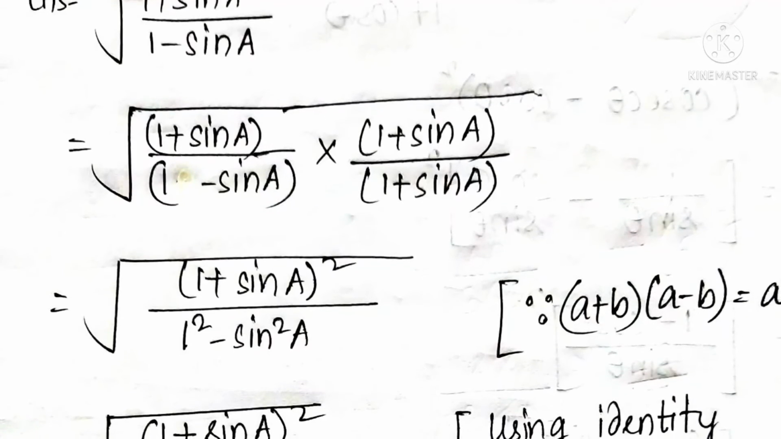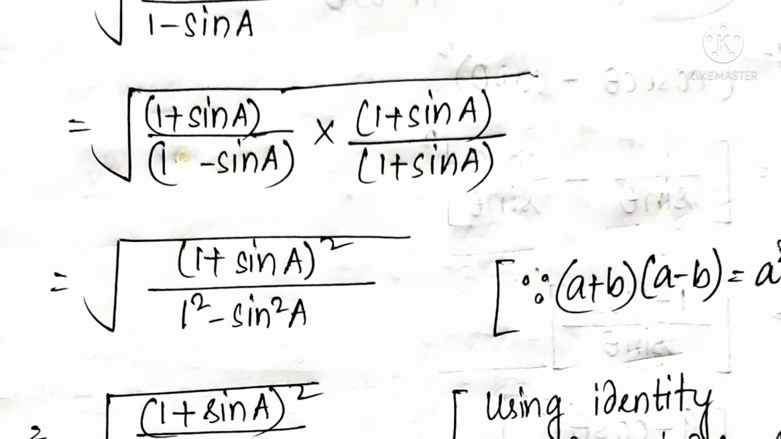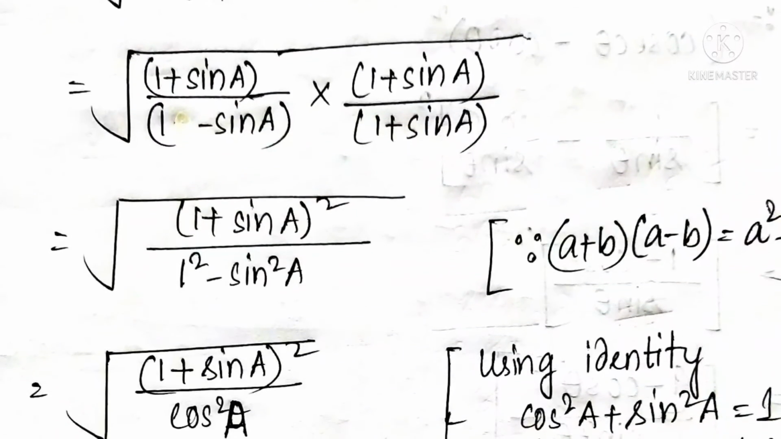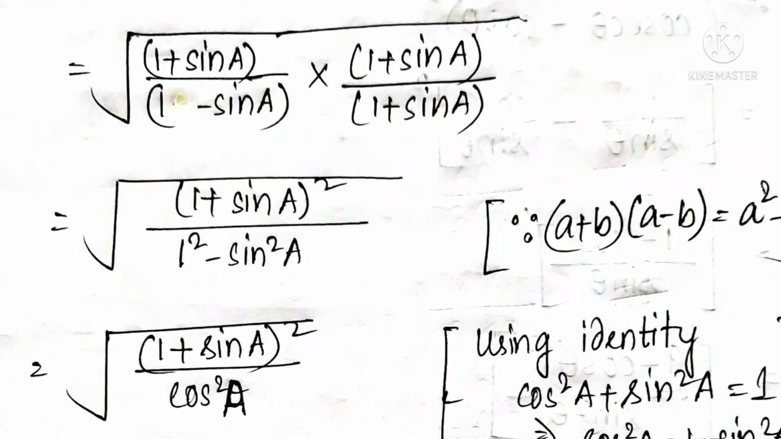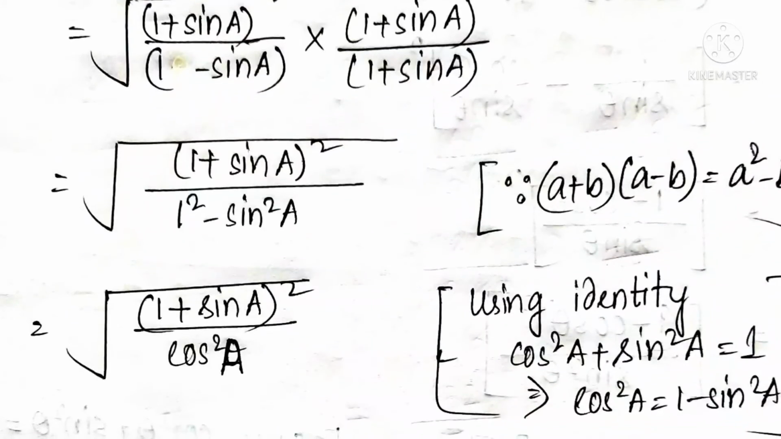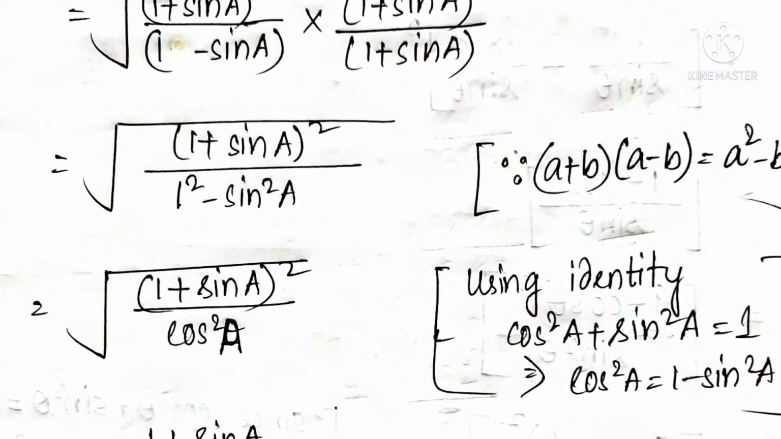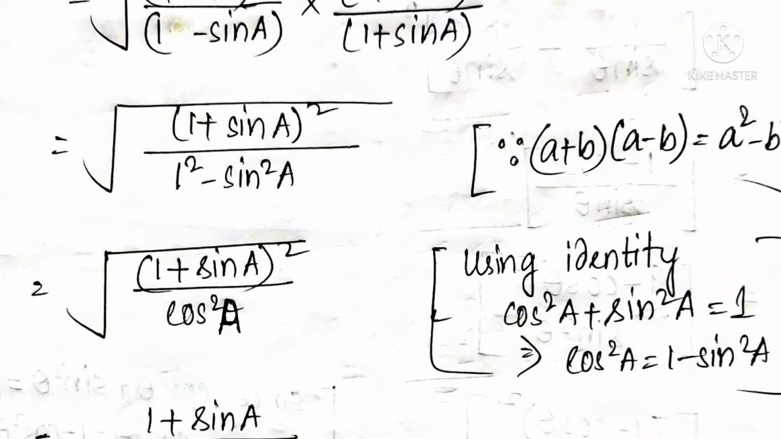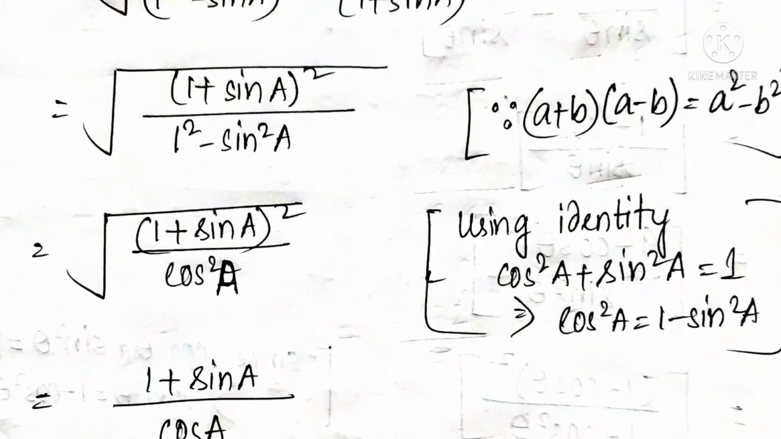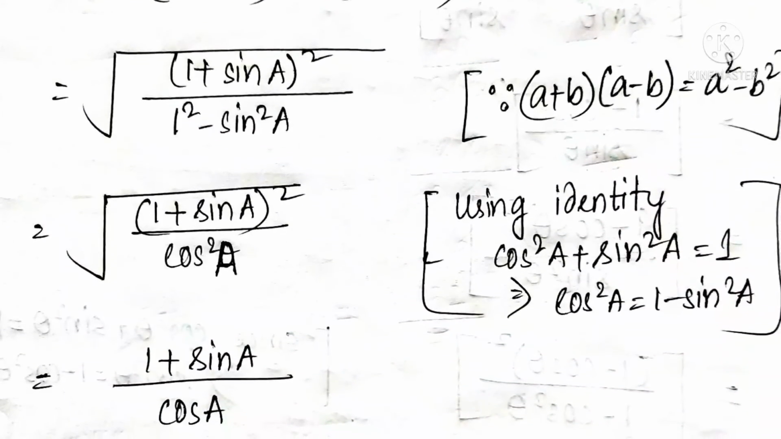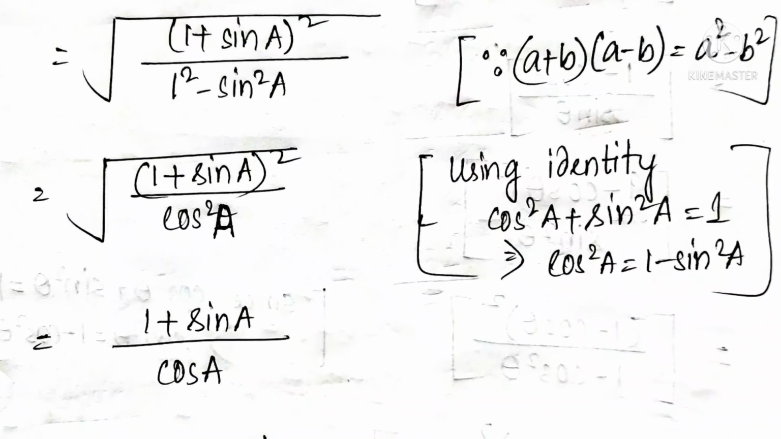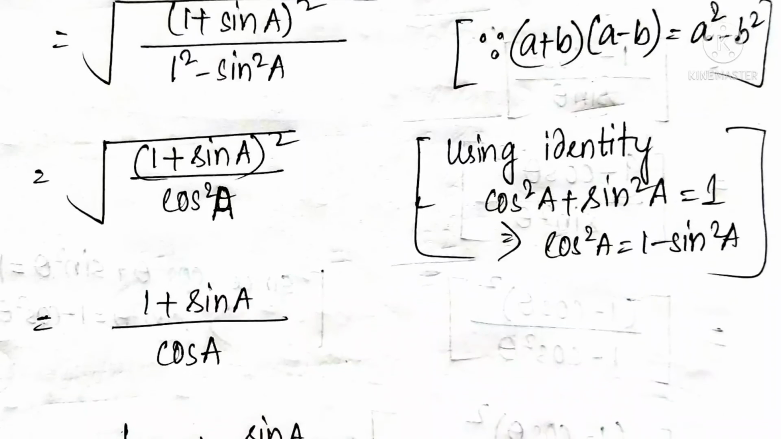So in the denominator part we are applying the identity a plus b into a minus b, and using the identity of trigonometric ratio, that is cos square a plus sin square a is equal to 1, we can easily write cos square a is equal to 1 minus sin square a. Okay, so in place of 1 square minus sin square a, I am writing cos square a. So now you can see numerator and denominator, they both are in square. So now we can cancel the square with the square root. So after cancelling, we are getting 1 plus sin a in numerator and denominator is cos a.